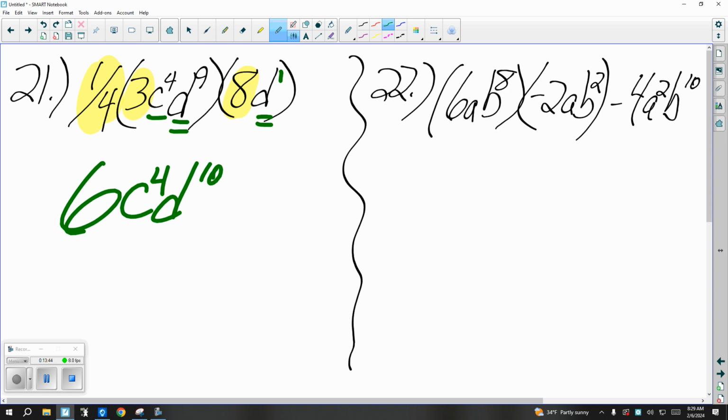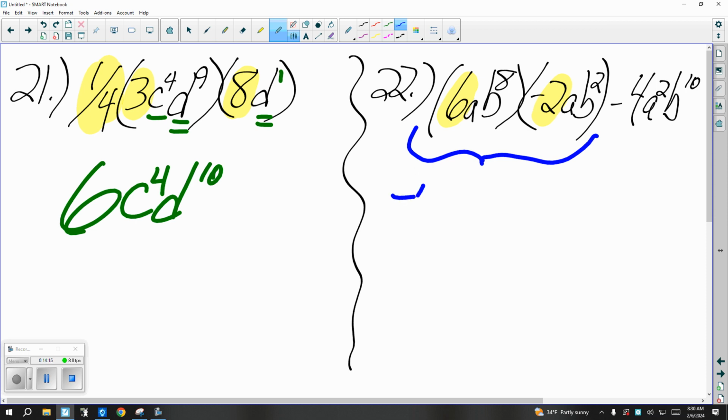Okay. Number 22. Oh, wait. That's not a multiply. It's like there's no parentheses there. Okay. So this is a grouping problem. Finally, this is a little different. I had to look at the worksheet. Sorry. Okay. So on 22, I got to combine these two first.